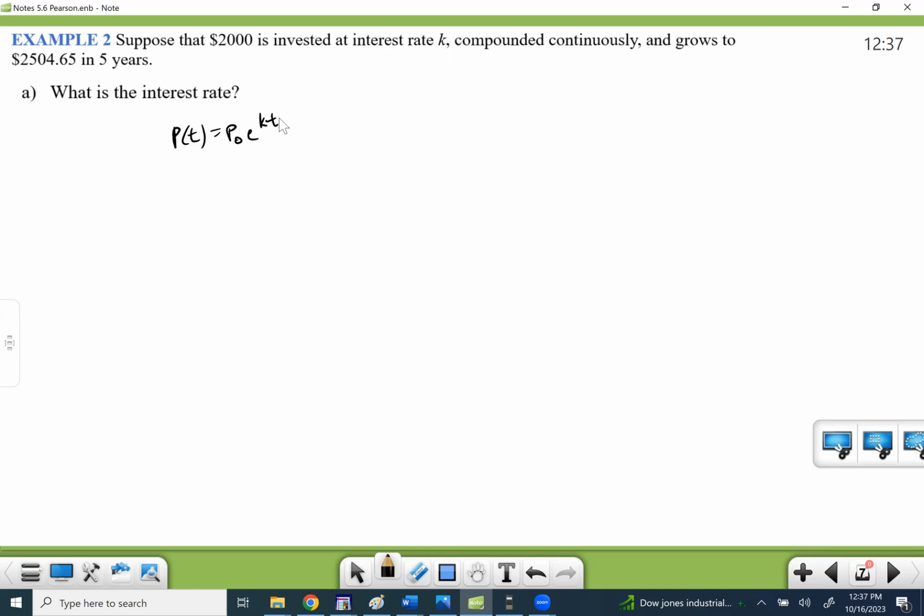Suppose that $2,000 is invested at an interest rate K, compounded continuously, and grows to be $2,504.65 in 5 years. So the keywords are compounded continuously. That's what tells us to use this equation right here. Okay. All right, so we have to figure out what's going to get substituted into certain spots. Well, 2,000 is the initial amount, so that's going to go in for P naught, P sub 0, when time is 0. And then the other amount is going to be the amount after 5 years, so it's going to go into the P of T. And then clearly 5 is going to be the time.